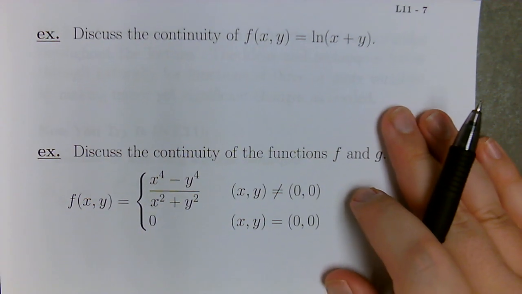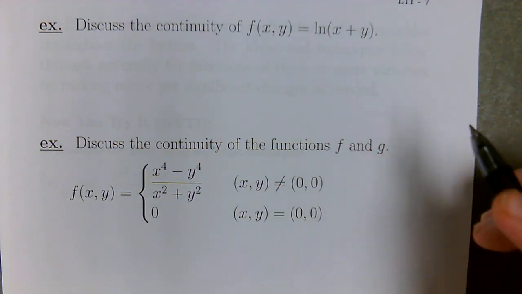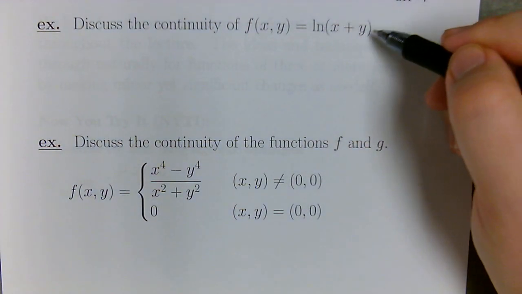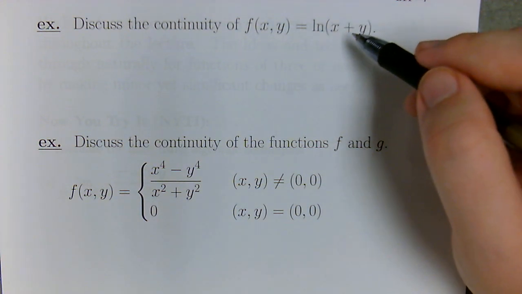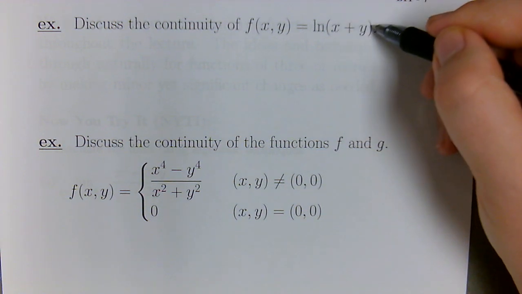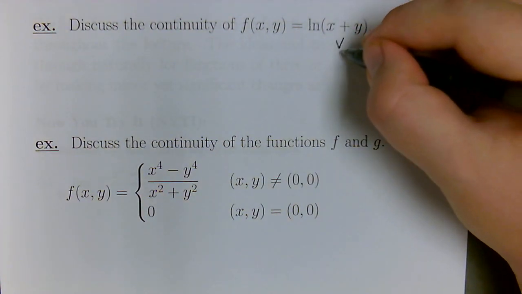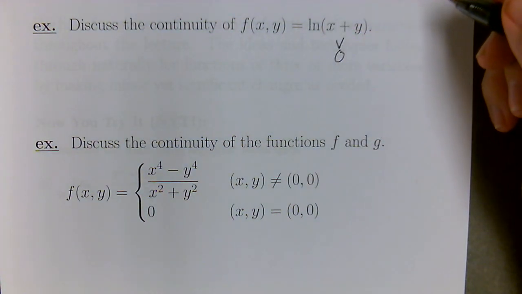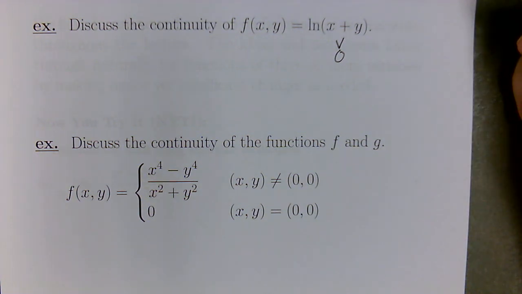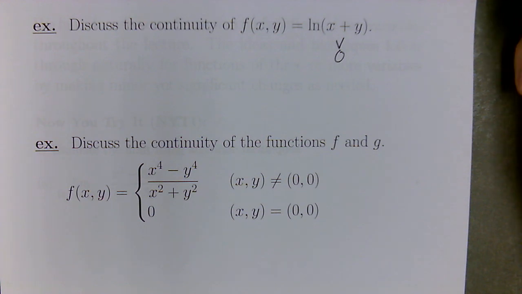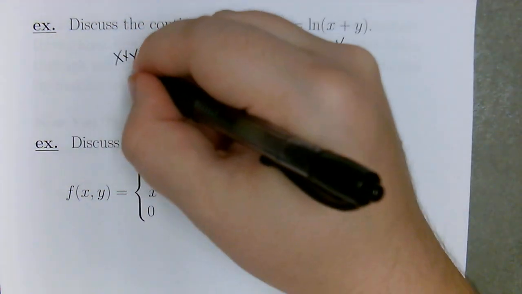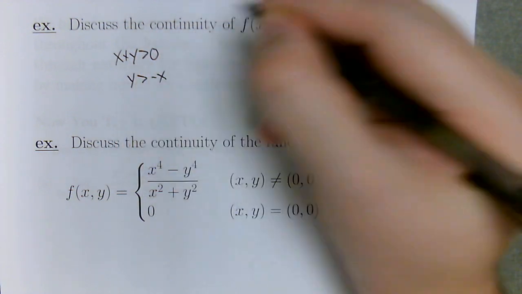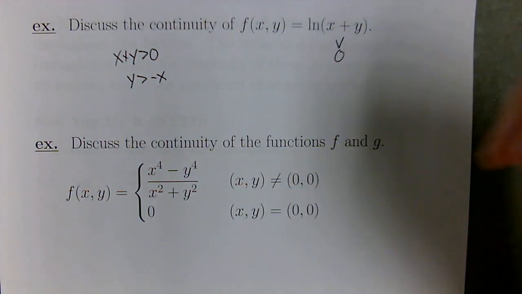So now that we know what continuity is, let's talk about the continuity of this function. F of x, y is ln of x plus y. So we want to see where this function is continuous. Now, natural log as a single variable function is continuous so long as its input is greater than 0. And remember, if its input is 0 or less, then it's not just not continuous, it's not even defined at all. So we need to see where x plus y is greater than 0, and that seems to be when y is greater than negative x.